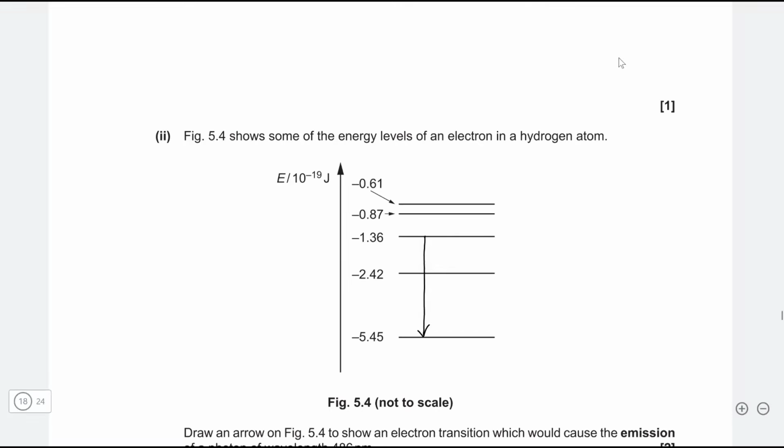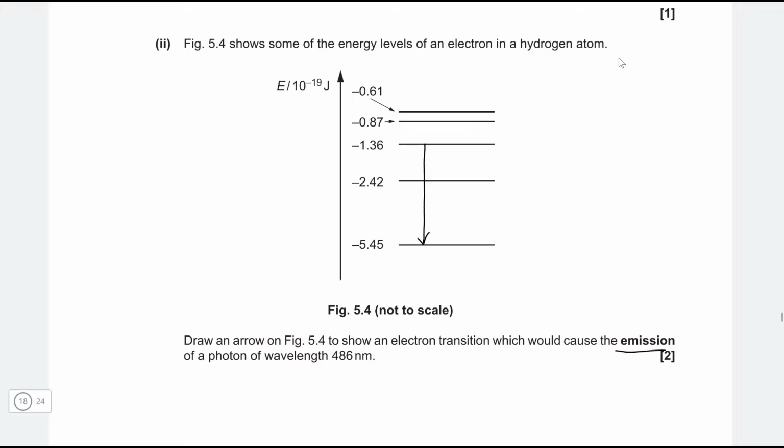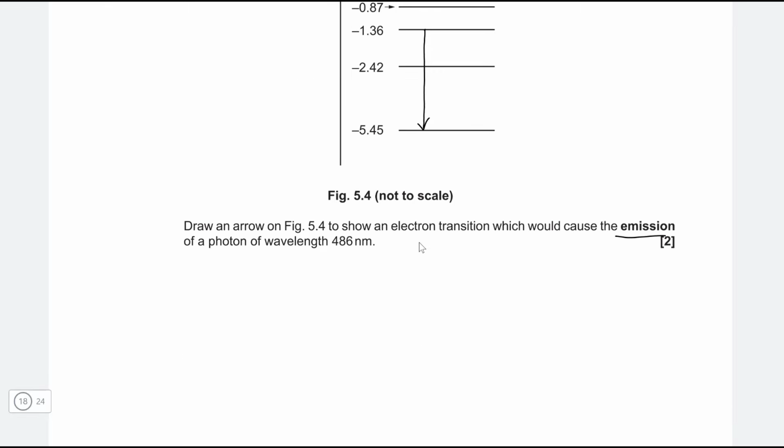Now, why is the arrow going down? And this is because anytime we have an emission, our electron drops in energy level. So this is just because of energy conservation, but if we have an emission, the electron will drop in energy level because some of the energy has gone into a photon.